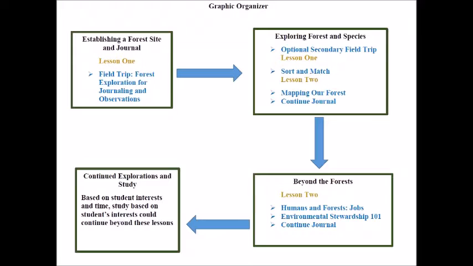Environmental Stewardship 101 is an activity where students will actually make a personal connection to their actions and how they relate to forest health. In particular, they'll be learning about recycling and energy conservation, and then choose an activity that they will actually follow through doing, such as turning off lights when they leave a room or turning off the water when they brush their teeth.